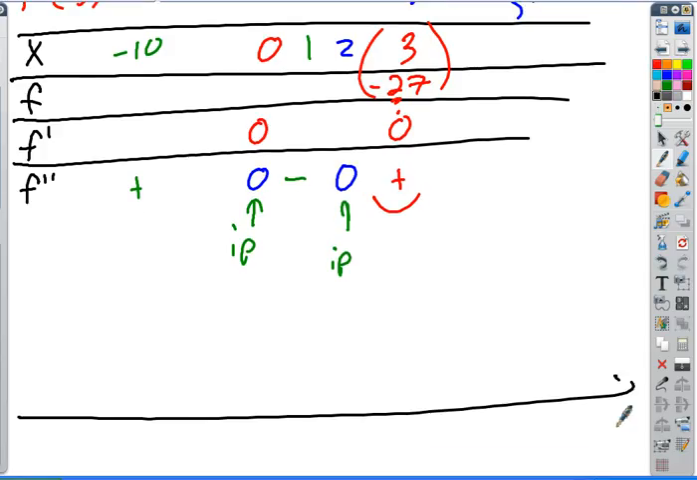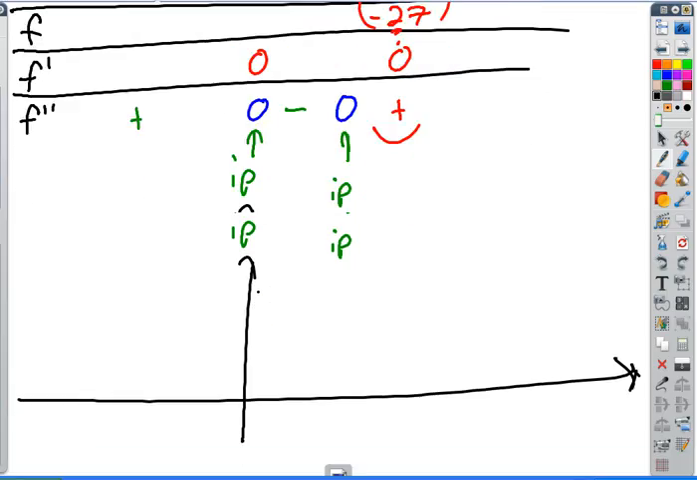If that's the x-axis, and there's 0, so there's the y. Whoops. I don't want to do that. And there's the y-axis at 3, -27.